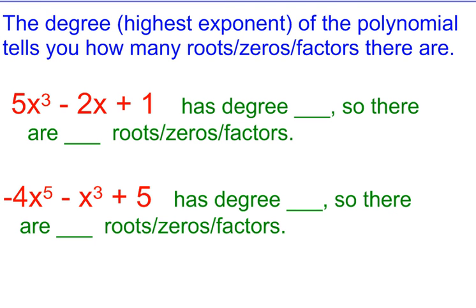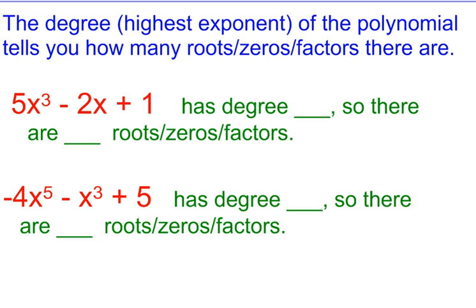In this lesson, we are going to be looking at Descartes' rule of signs. To start, we're just going to review a little bit about the polynomials I have here. The degree of a polynomial is its highest exponent, and that tells you how many roots, zeros, or factors there are. We have done that before, and we've looked for those roots and zeros by factoring them, doing the quadratic formula, or looking at our calculator and seeing where the graph crosses the x-axis.